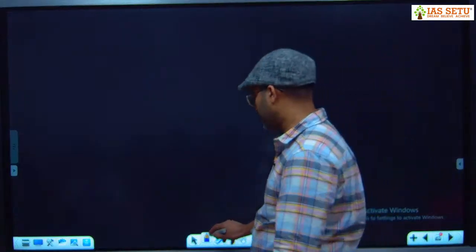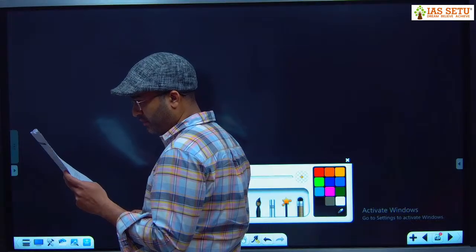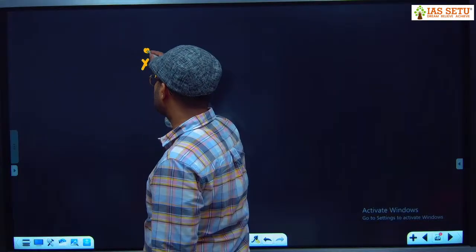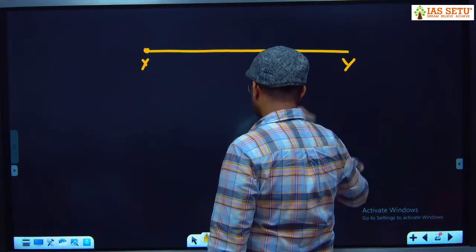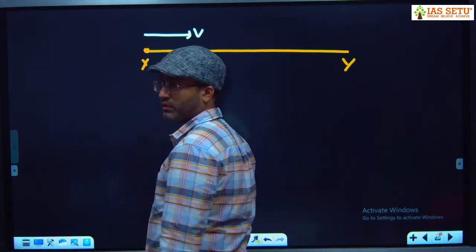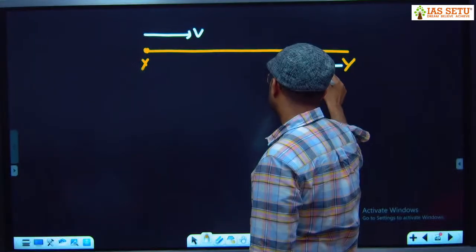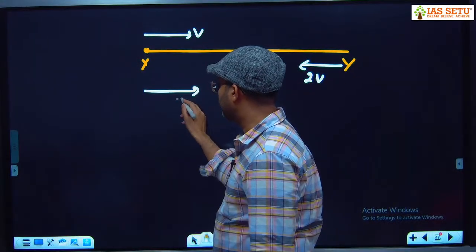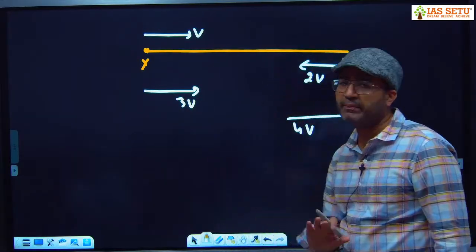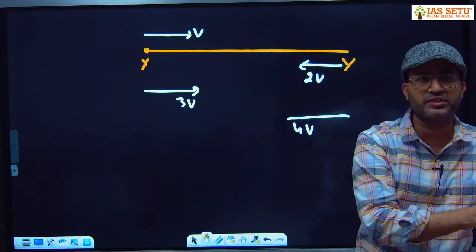पहले क्वेश्चन समझ. क्वेश्चन कह रहा है a car travel from a place X to Y. This is a place X, this is a place Y. This car goes with a speed of v, come back with a speed of 2v, then go with a speed of 3v, then come back with the speed of 4v. मतलब इसको कोई काम नहीं है. v स्पीड से जा रहा है, 2v से वापस आ रहा है, फिर 3v से जा रहा है, फिर 4v से वापस आ रहा है.